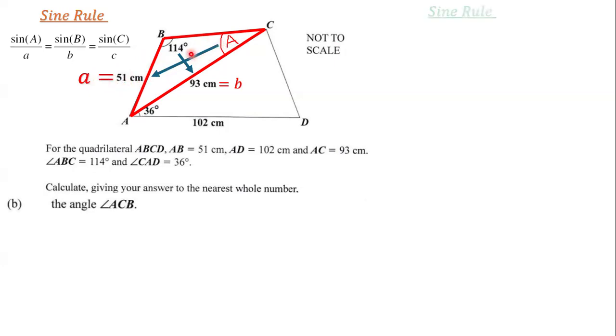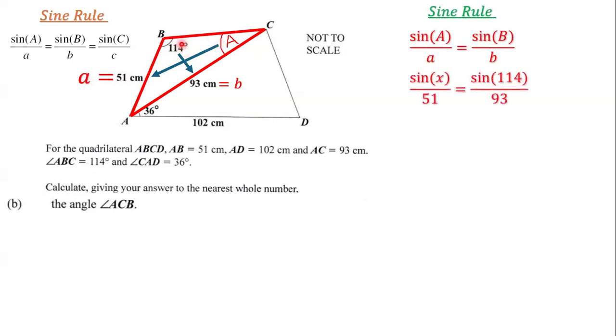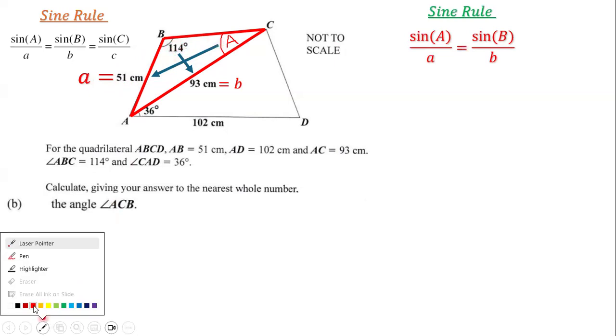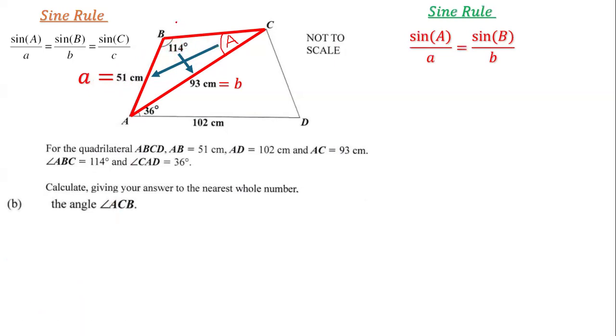Then we're going to call this particular angle capital B. So let me put it there. We're going to call this capital B, and the side that is opposite capital B, we call that small b, and that's 93 centimeters.